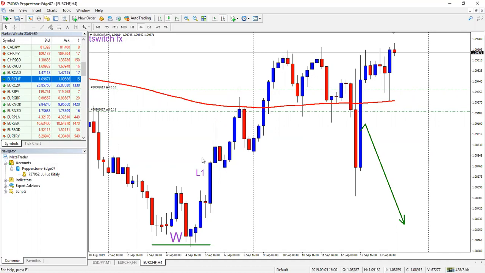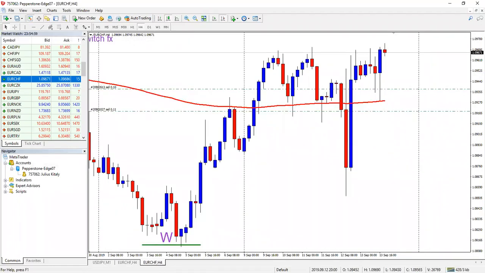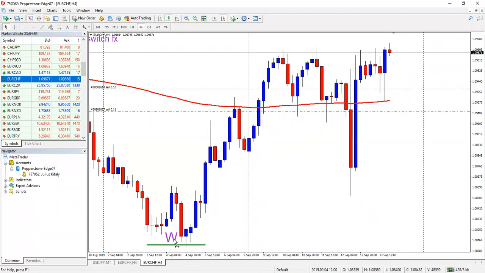But I was holding it. See, I was holding it. Okay, I want to remove all these things so that we can discuss better about this we call triple top.